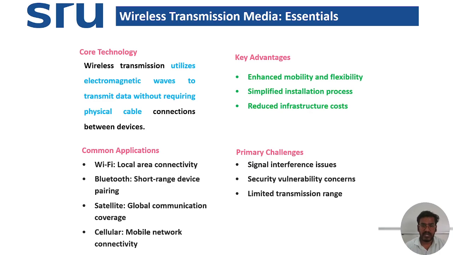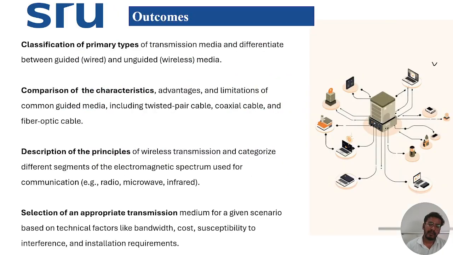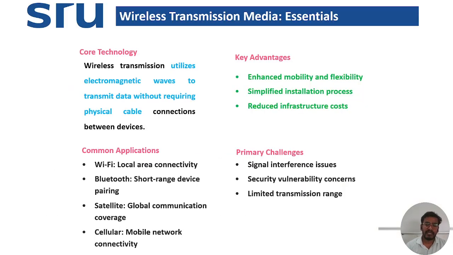And what are the primary challenges while installing wireless network connections? Signal interference issues and security vulnerability concerns need to be considered, and limited transmission range is also a problem. To avoid this limited range, we need to extend the range of transmission effectively using routers or a centralized hub.